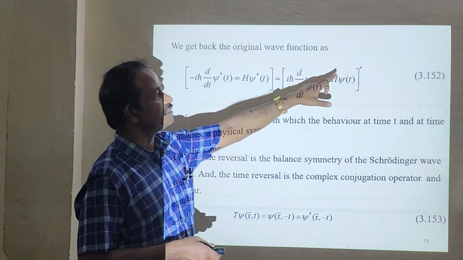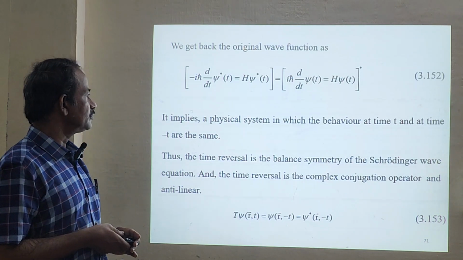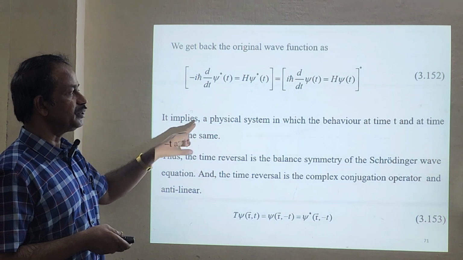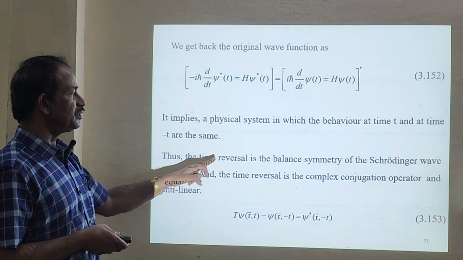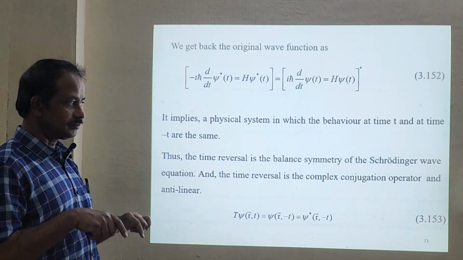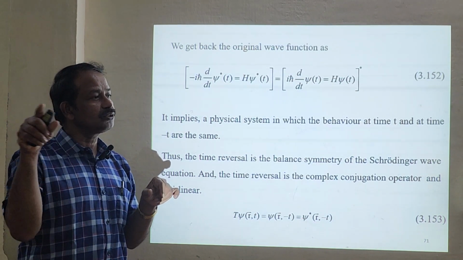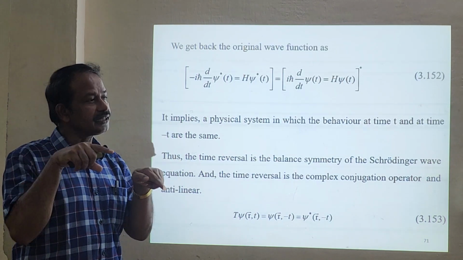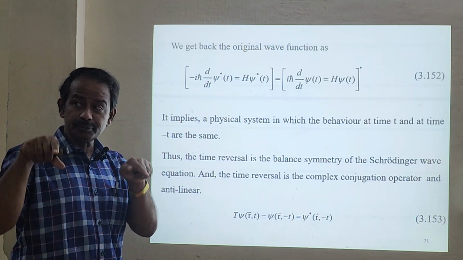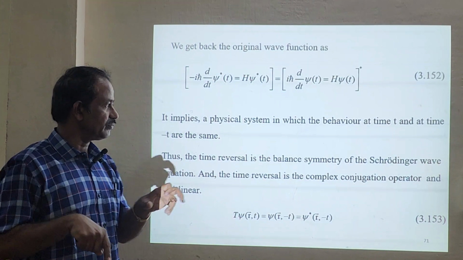We are going to take the complex conjugate. Taking the complex conjugate will give you both the terms equal. So it implies that a physical system in which the behavior at time t and time minus t are the same. Thus time reversal is a balanced symmetry. So we can say that the commutator [T, H] equals 0. Both will commute with each other provided T is a symmetry. It's a conserved quantity, we can say.